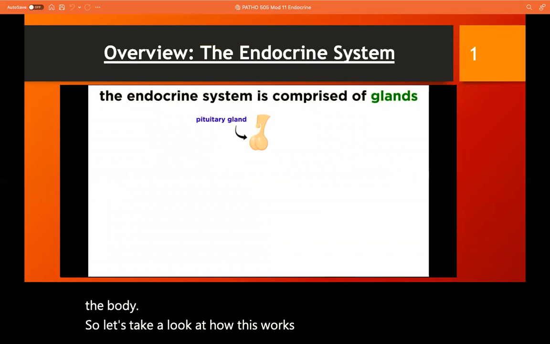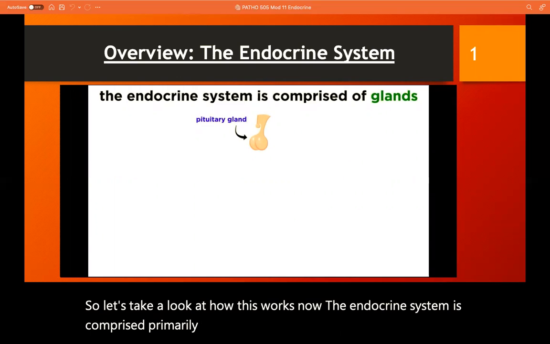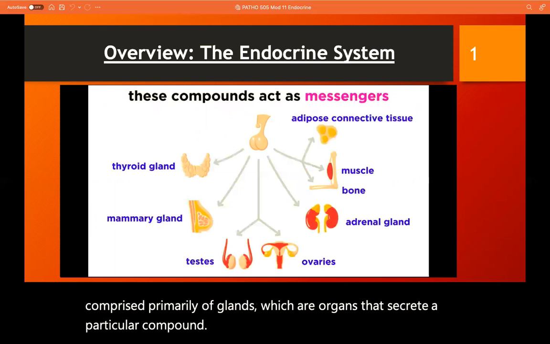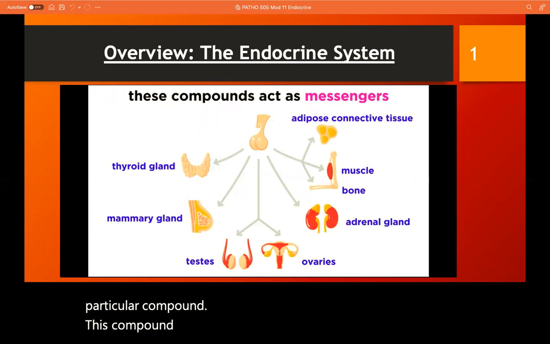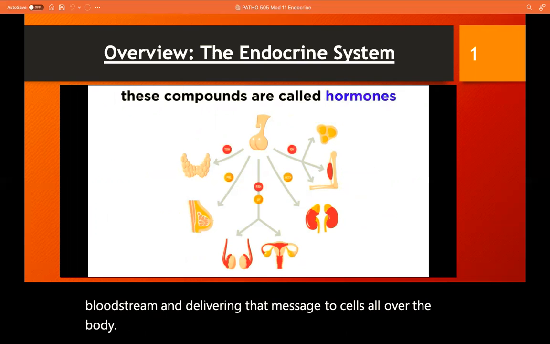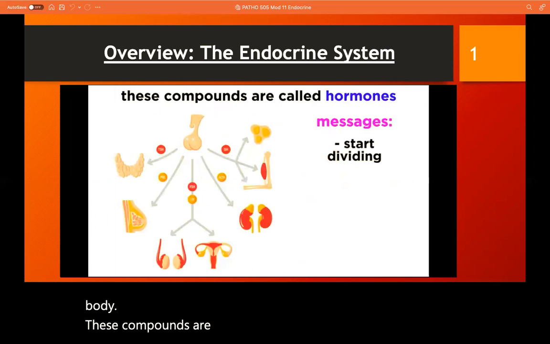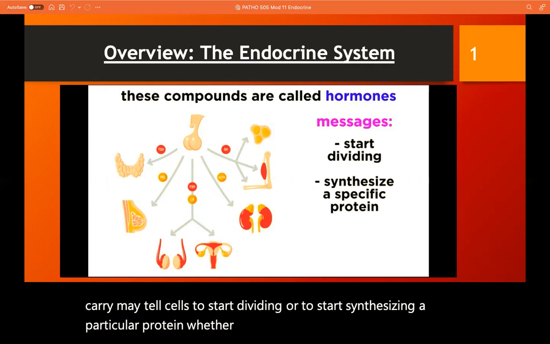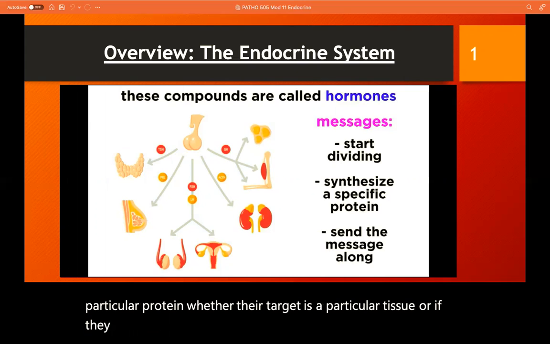The endocrine system is comprised primarily of glands, which are organs that secrete a particular compound. This compound acts as a messenger, traveling throughout the bloodstream and delivering that message to cells all over the body. These compounds are called hormones, and the messages they carry may tell cells to start dividing or to start synthesizing a particular protein, whether their target is a particular tissue or if they simply act as intermediaries that communicate with other endocrine glands.